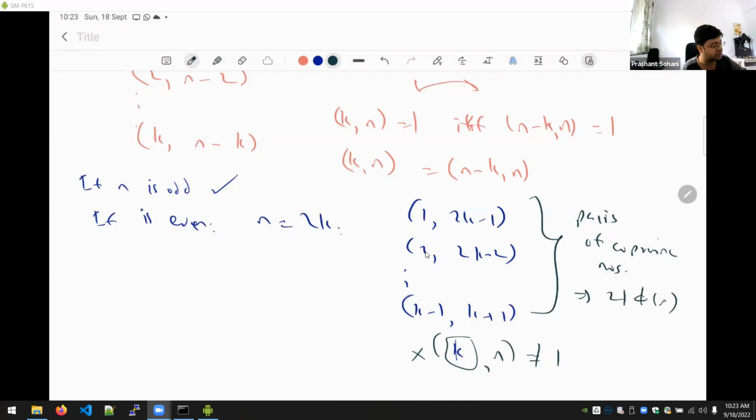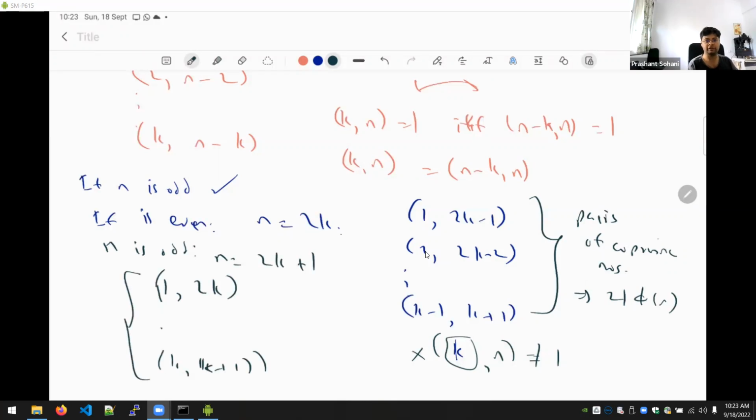And in the case where n is odd, there is no problem at all. If n is equal to 2k plus 1, then the pairs will form very cleanly. There will be no leftover. So again, among all of these numbers, there will be pairs of co-prime numbers so that pi of n is even.